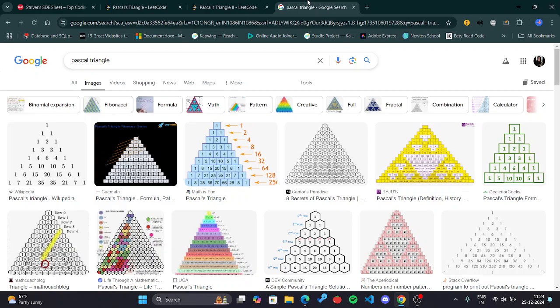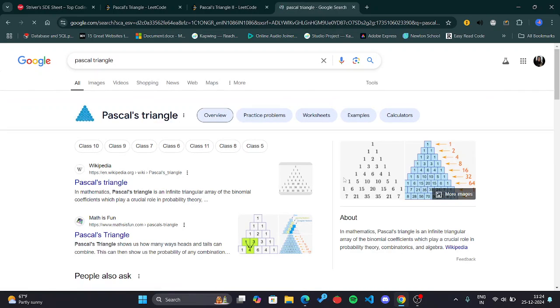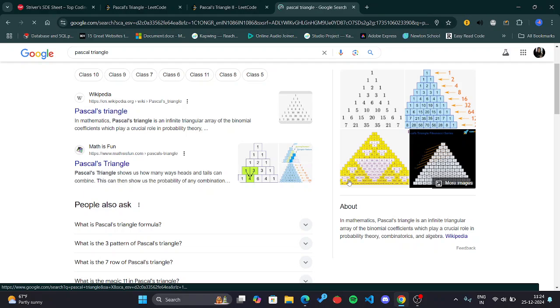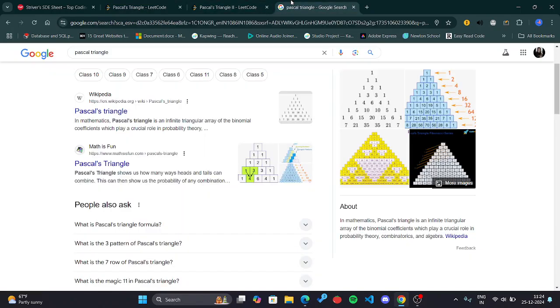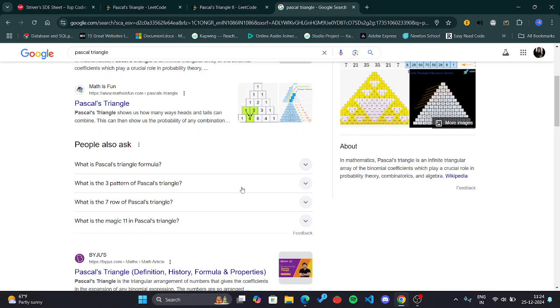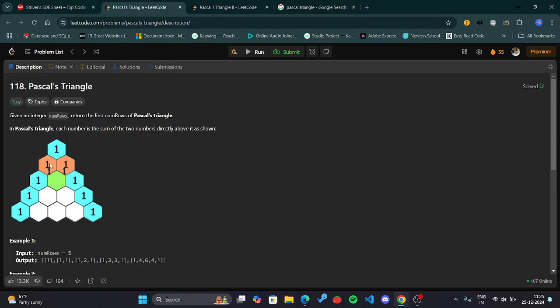Always the side numbers, the starting and the last number, will be 1. And here, 1 plus 1 is 2. So Pascal's triangle is nothing but where the edges have only 1 and the addition of the previous two numbers forms the new row, or a new index, sorry. That is what Pascal's triangle is. So this is how, by addition, we are forming this. 1 plus 2 is 3, again 2 plus 1 is 3, again 1 plus 0 is 1. So this is Pascal's triangle.